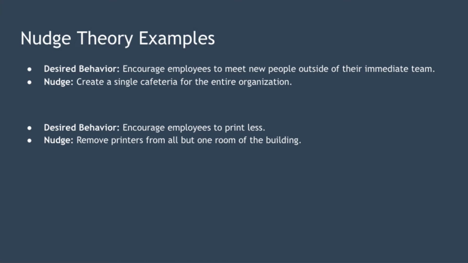Now, in the next example, the desired behavior is to encourage employees to print less, reducing ink and paper usage. And the nudge we might select is to remove printers from all but one room in the building. Everybody can use that printer, but most will have to walk some distance to collect their printout, and that's likely to reduce the amount of printing they do.